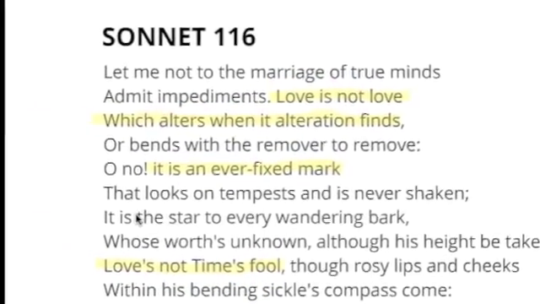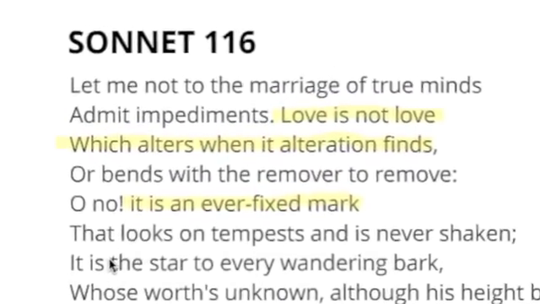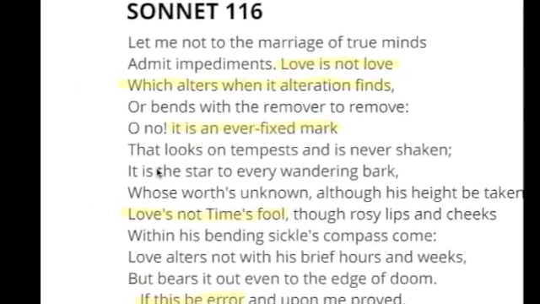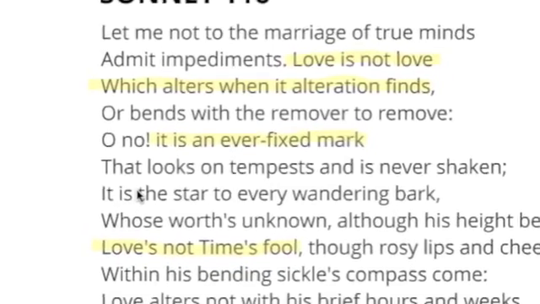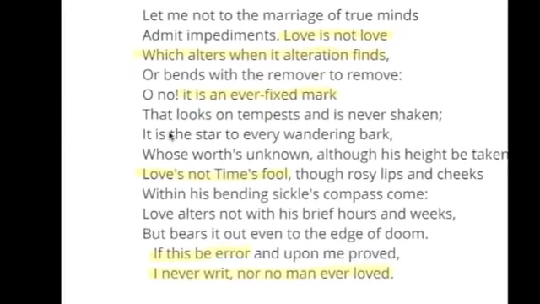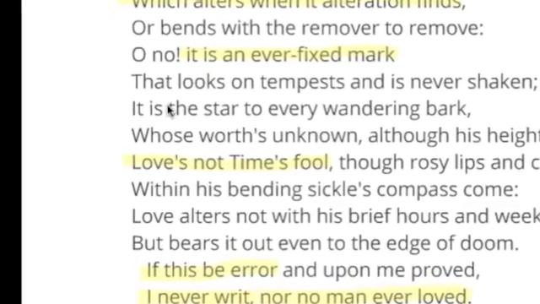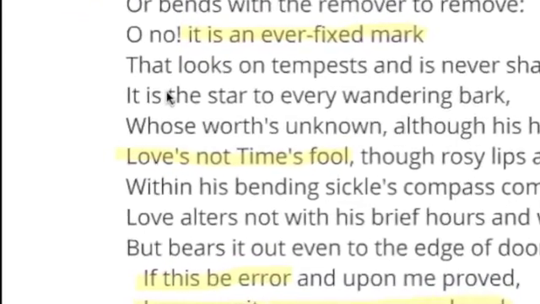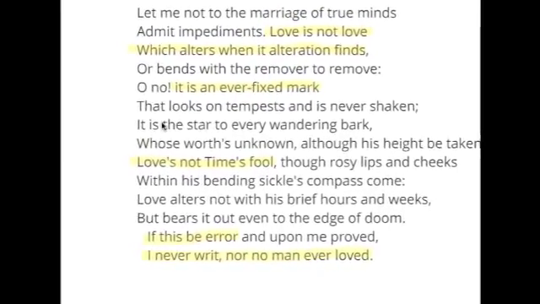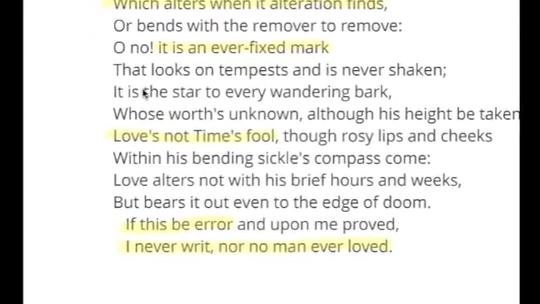This is a strong statement where Shakespeare seems to be saying that if love bends when it comes to an obstacle, maybe it's not really love. Next, we have this idea of love being an ever-fixed mark, something that doesn't move no matter what happens. It stays unchanged, like that star. Then we have this idea of love not being time's fool, that whatever time may do, the ravages of age, love doesn't bend. And at the bottom, we have this really strong statement that really stood out to me: if this be error, if everything Shakespeare is saying is error, I never writ, nor no man ever loved.